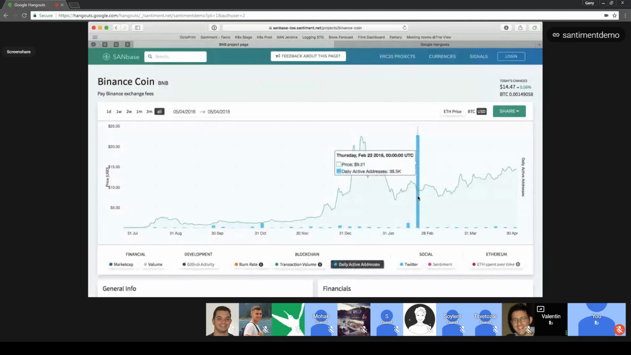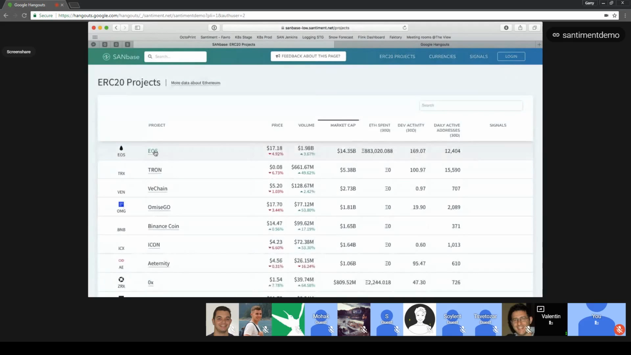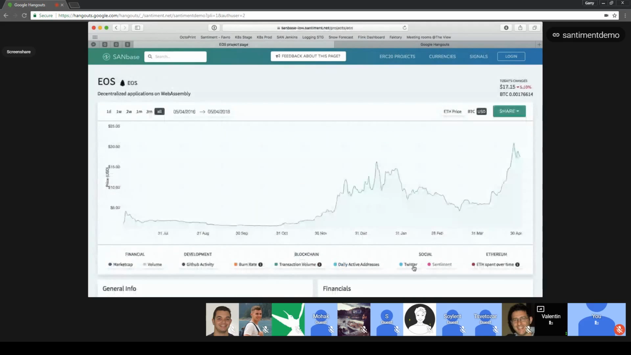Binance actually ran a voting at this time, and this is why so many addresses were involved, because in order to vote, people had to do some transfer on chain. So this is why there is this spike here. So this could be again an indication that something interesting is going on there.